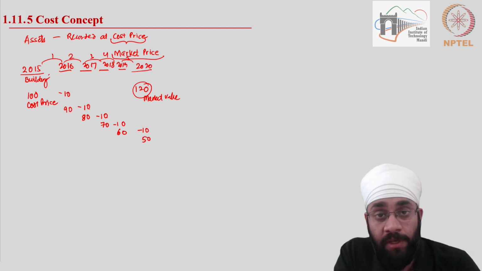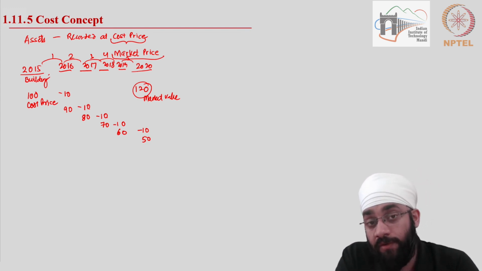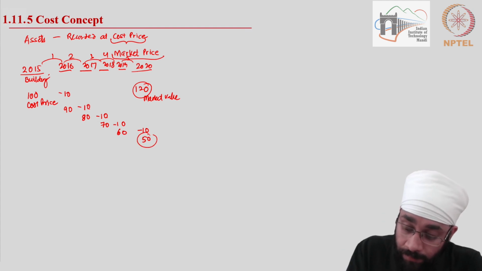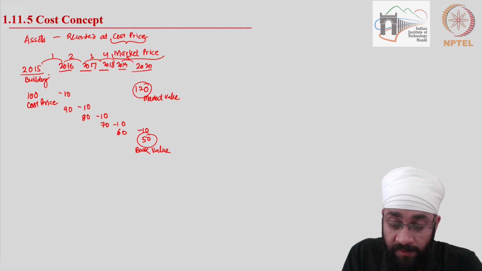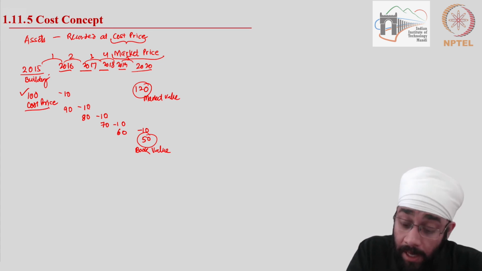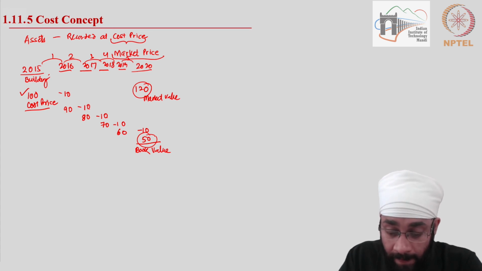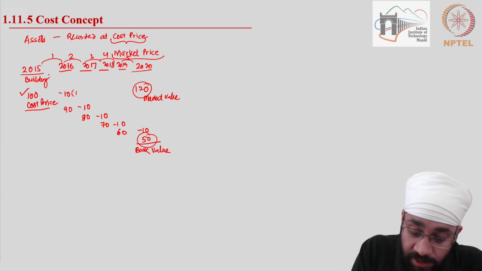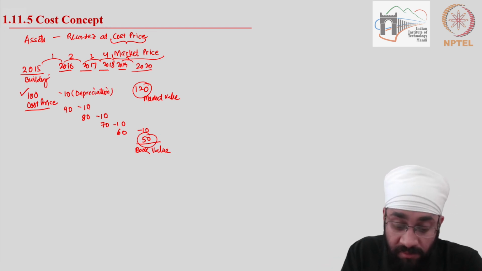For 5 time periods, every year we are reducing the value of the building. Therefore, the current book value, meaning in the books of accounts, the value of the building was 100 to begin with, which was cost price. And now it is 50 currently, which is book value. And every year we charged these 10 as depreciation. When I say charged, I mean deducted.